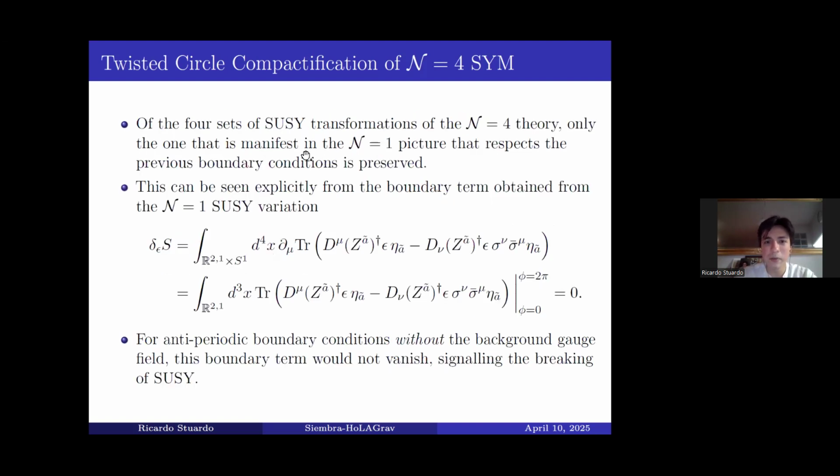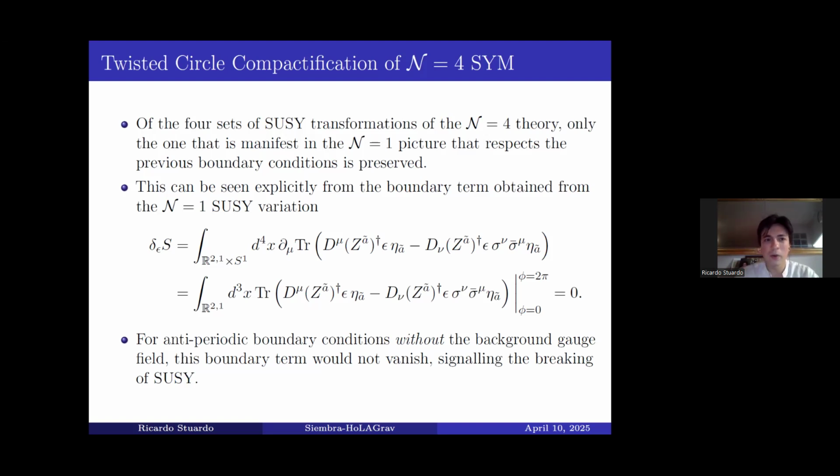You can see that it actually preserves supersymmetry by studying the supersymmetry variation of the action. The only relevant term is this boundary term, and with the boundary conditions that we're imposing, this is precisely 0. That signals that supersymmetry is preserved. If instead you impose anti-periodic boundary conditions without the background gauge field, this boundary term will not be 0, and it will tell you that supersymmetry is not preserved, which is what you expect, because anti-periodic boundary conditions without this extra background gauge field break the Bose-Fermi degeneracy.